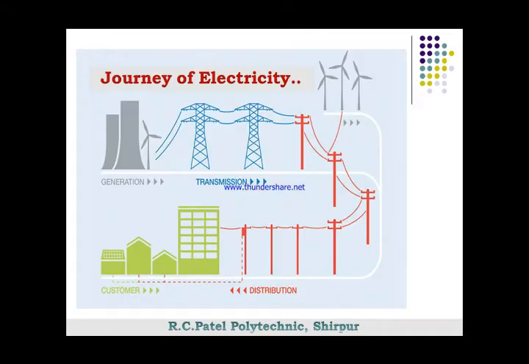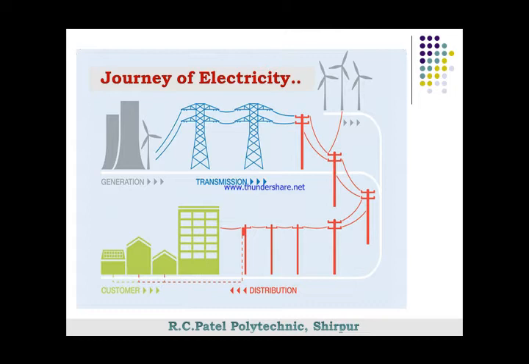The journey of electricity always starts from generation and goes to the customer. In between the generation and customer, there are two important phases, called transmission and distribution. So roughly we say that the journey of electricity has three important sections: generation, transmission and distribution, and then it reaches the customer. These three important sections of electricity form the electrical circuits and networks, and that is today's topic of discussion, electrical circuits and networks.